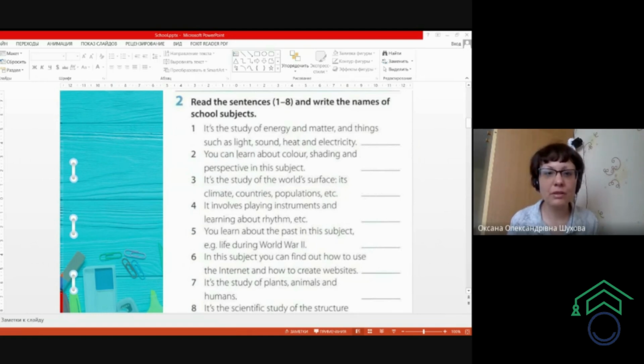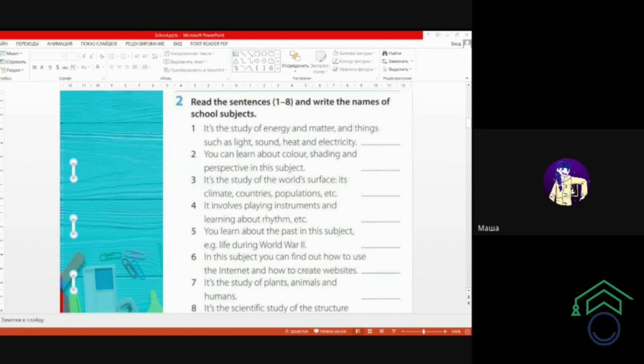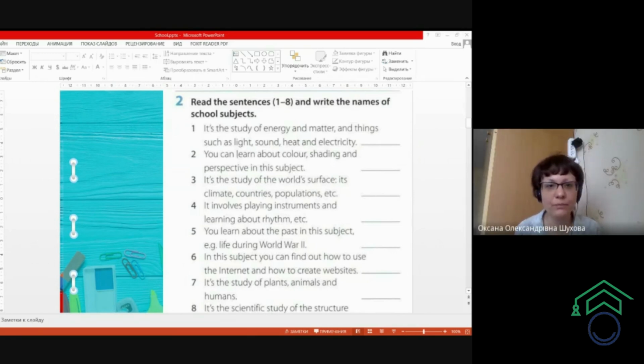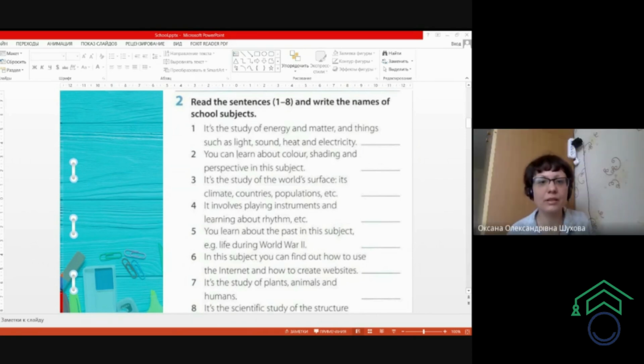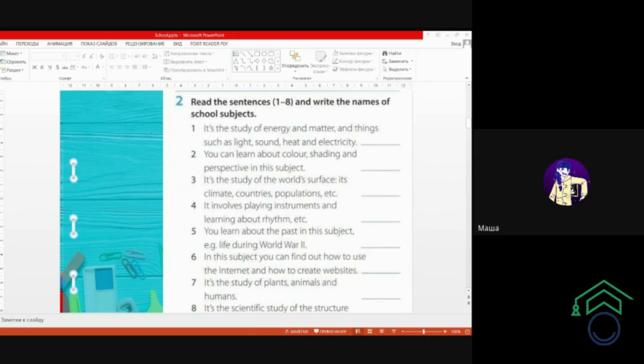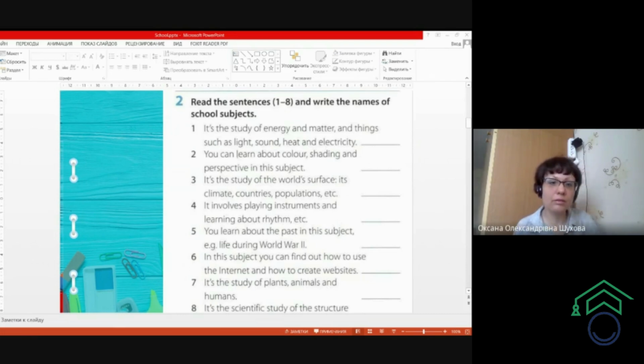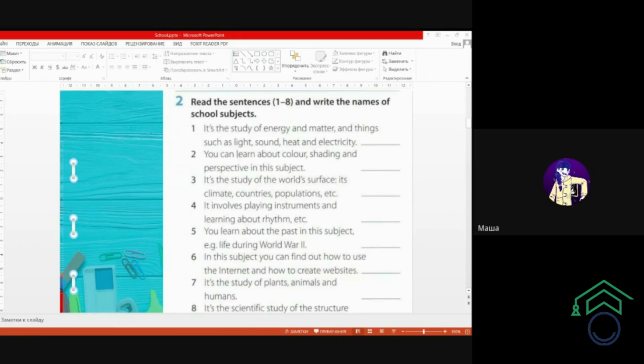Okay, number 2. You can learn about color, shading, and perspective in this subject. Art? Right. Okay, number 3. It's the study of the world's surface, its climate, countries, populations, etc. Geography? Right. Okay, number 4. It involves playing instruments and learning about rhythm, etc. Rhythm. Okay. It's musical education. Okay, right. You learn about the past in the subject, e.g. life during World War II, history.